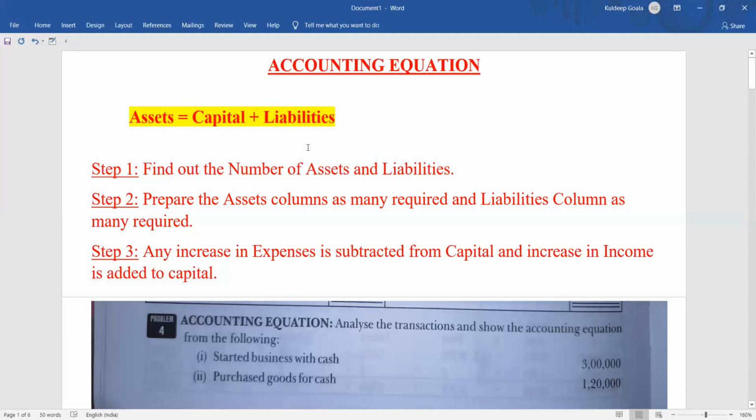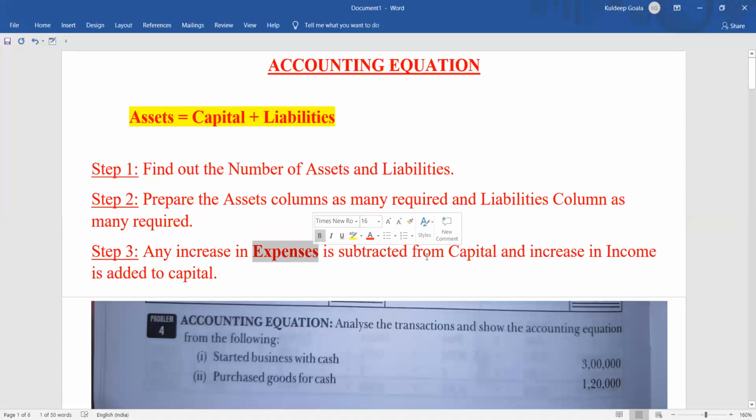Nominal accounts include payment of salary, payment of wages, and receiving income like commission or interest. If your expenses are increasing, then that will be subtracted from capital. Expenses will be subtracted from the capital, and remember that.